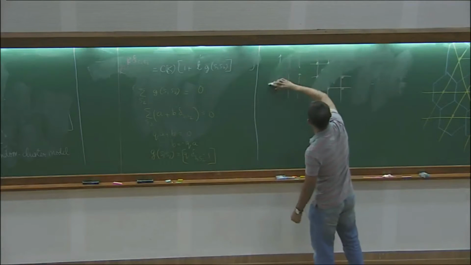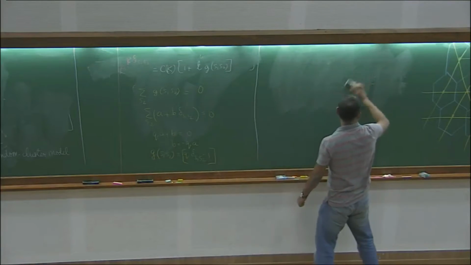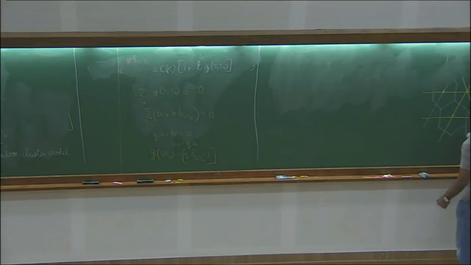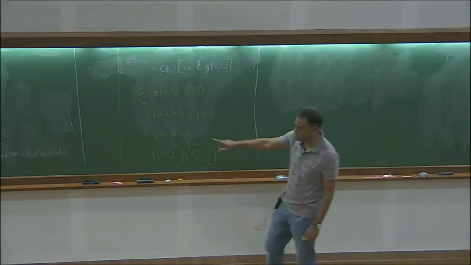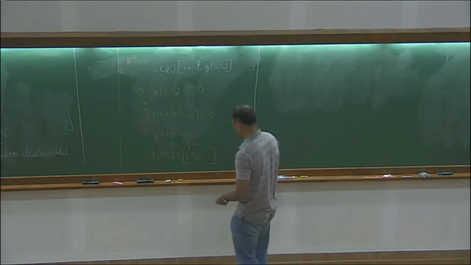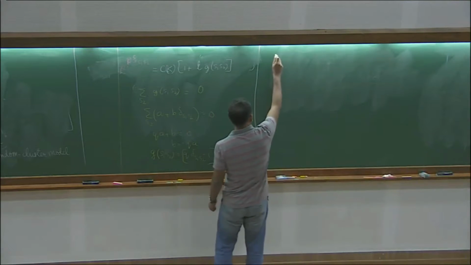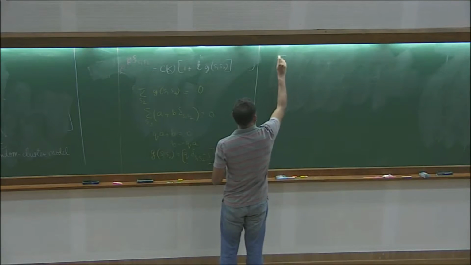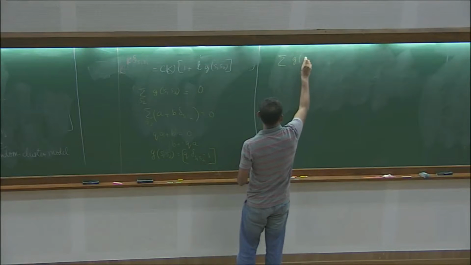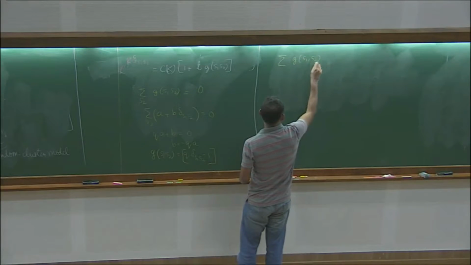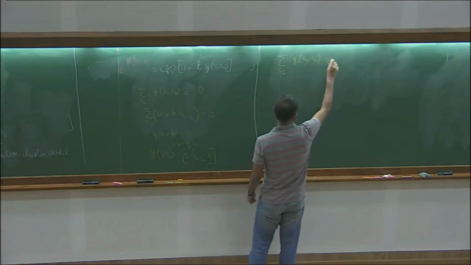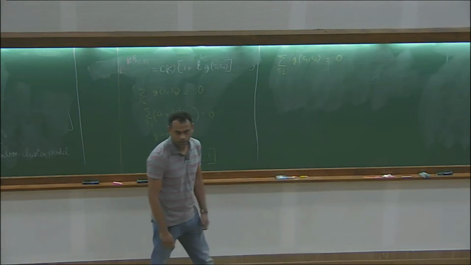Okay, so let us look at some properties of G of S1, S2. First we have shown that the summation of G of S1, S2, summed over S2, is equal to 0 by construction.